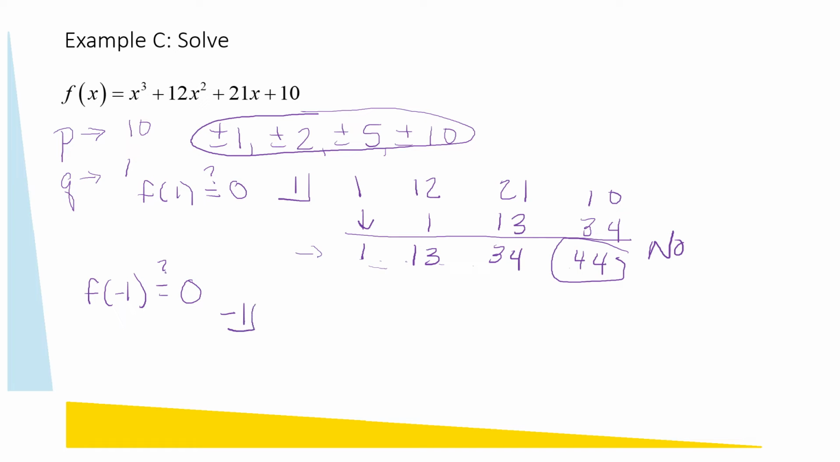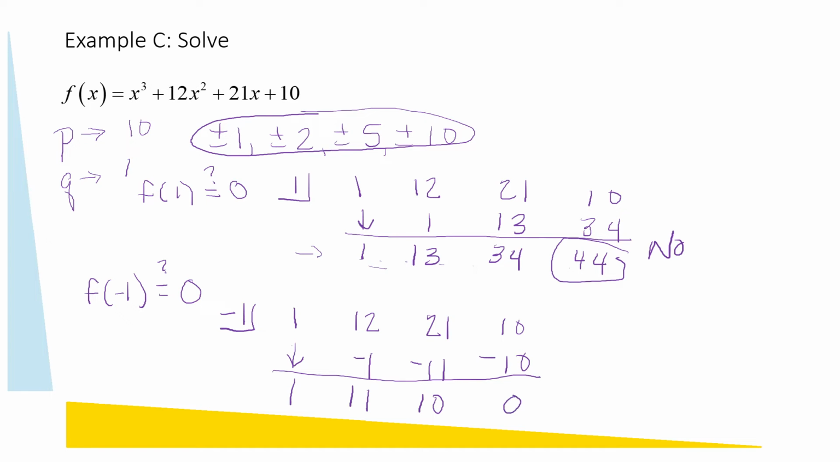Negative 1 in the box, and same coefficients: 1, 12, 21, and 10. I'm going to drop the 1. 1 times negative 1 is negative 1. 12 plus negative 1 is 11. 11 times negative 1 is negative 11. 21 plus negative 11 is 10. 10 times negative 1 is negative 10.